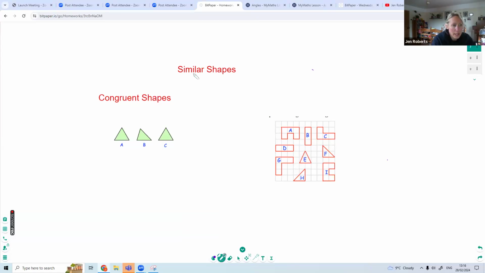Hello, so this is a revision video on similar shapes. Before we look at our similar shapes, let's just have a reminder about congruent shapes. Congruent shapes are shapes that are exactly the same.